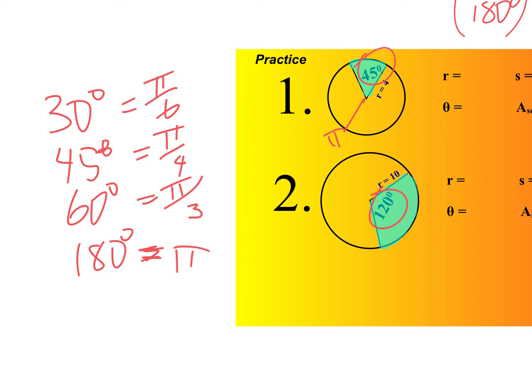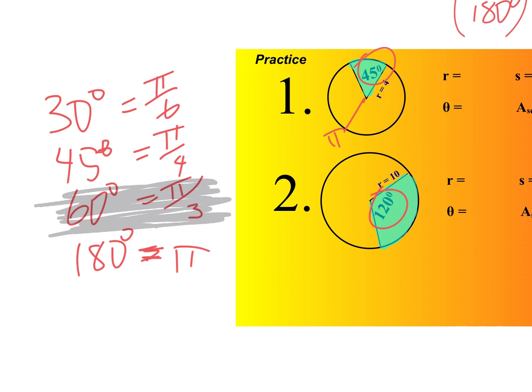You can figure out, let's say, 120. Well, that's 2 of these. 2 60s would make 120. So a 60 is pi over 3. And if you want 120, you're going to get 2 pi over 3s. Does that make sense? All right, better memorize those.